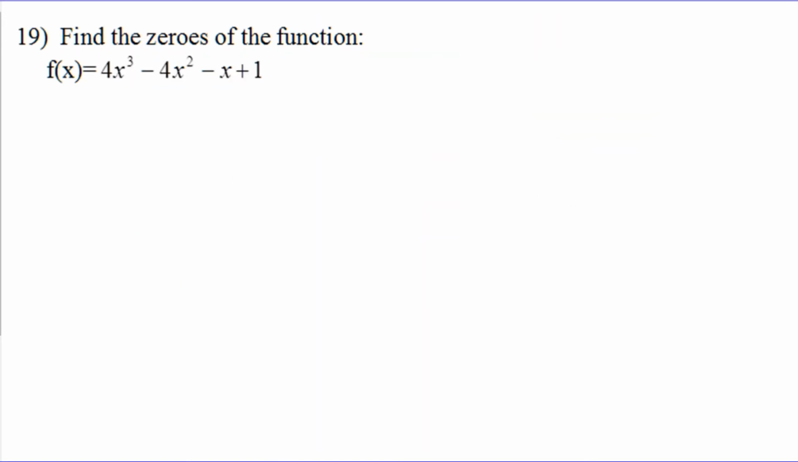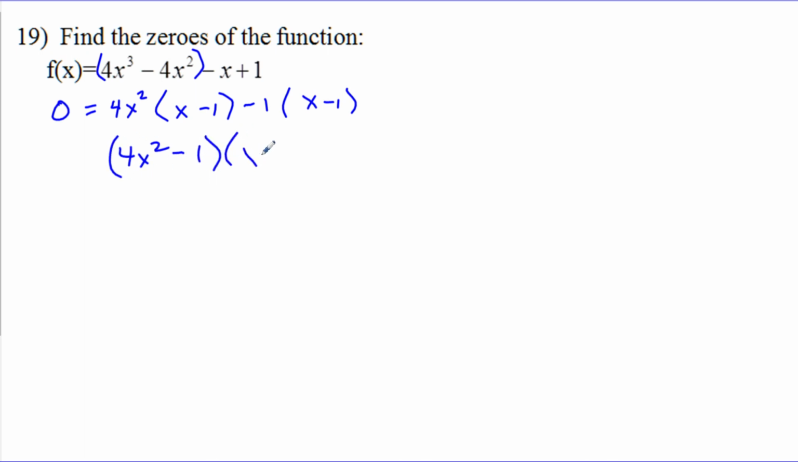Okay, problem number 19, find the zeros of the function. We've done this already, so I'm going to say this needs to be a 0. I'm going to factor the first group, and I'm going to say this has a 4 and an x squared all in common for the first group. And then it leaves behind an x minus 1. And the second group has a 1 in common, and it's going to leave behind an x minus 1. And so if I regroup, I get 4x squared minus 1 and an x minus 1.